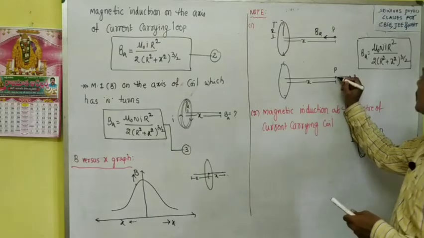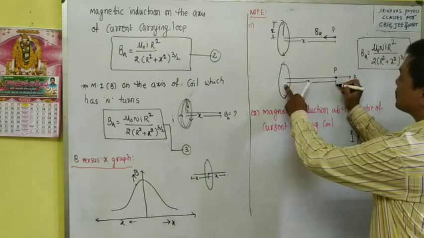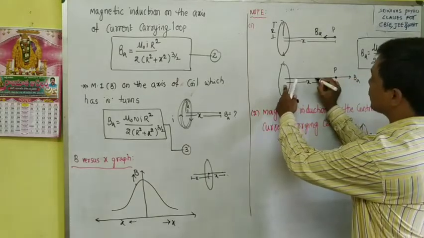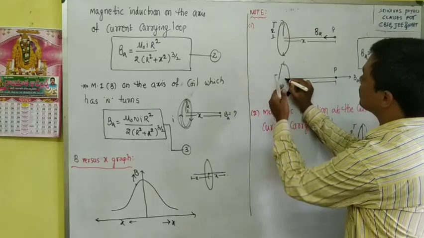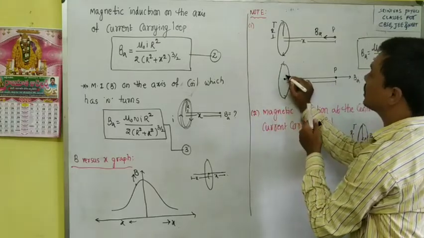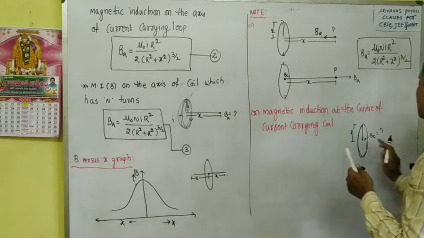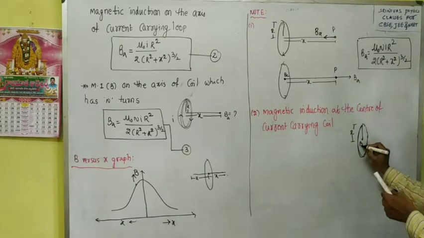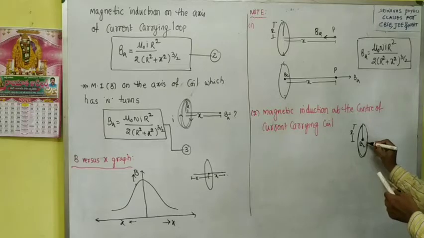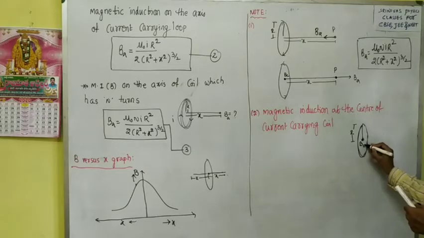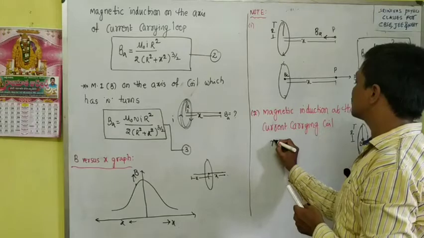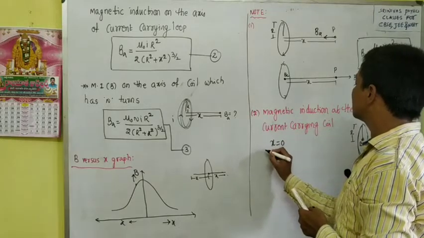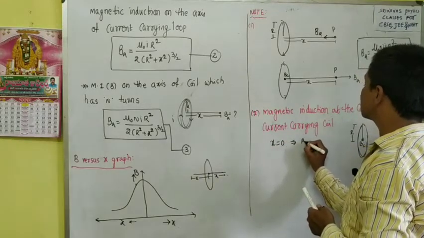Here x is some value, but as we move toward the center, the x value decreases. The magnetic induction at the center is BC. So how do we find the magnetic induction at the center? We just have to substitute x as 0, then we will get the magnetic induction at the center.